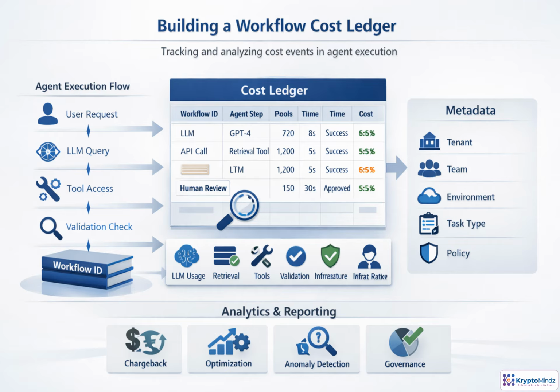A workflow cost ledger turns agent activity into accountable financial data. Each execution should emit cost events tied to the workflow ID, user request, agent step, and component used, whether that component is an LLM, retrieval system, tool call, validator, infrastructure, or human review. Capture the unit metric, such as tokens, seconds, calls, or review time, then multiply by the unit cost to calculate step cost. Add outcome, status, tenant, team, environment, task type, and policy version. With that consistency, you can support chargeback and showback, optimize workflows, detect anomalies, and strengthen governance.